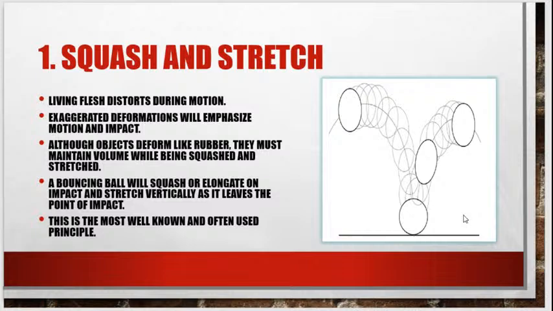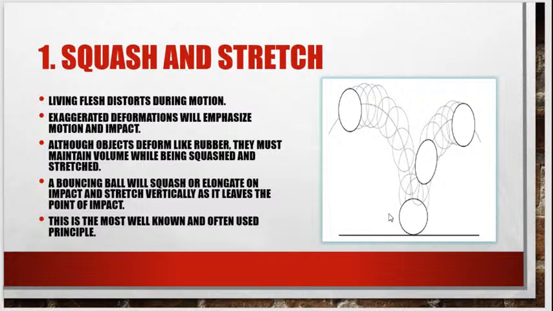Now a bouncing ball will squish or elongate on impact and stretch vertically as it leaves the point of impact. When it is coming down, it stretches from top and bottom, and when it hits the ground, it squeezes from top and bottom, but from the sides it gets wider. Then it repeats. When it goes up, it stretches from top and bottom, and from left and right it becomes smaller, because it is stretching. When it is squeezing, it becomes bigger in size.